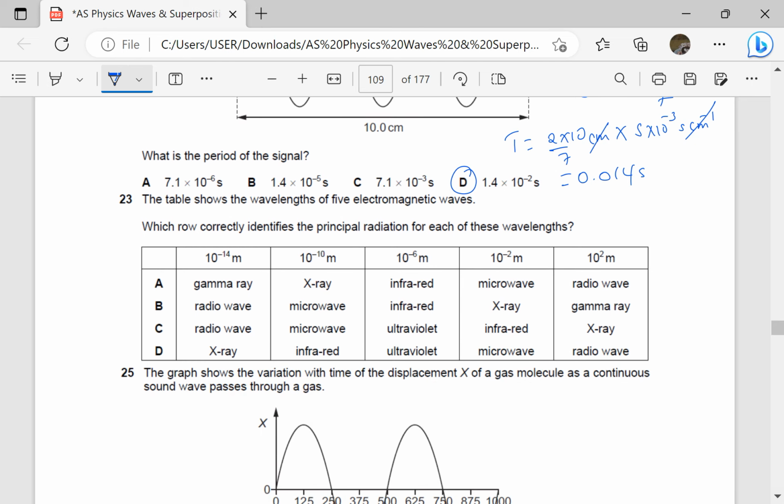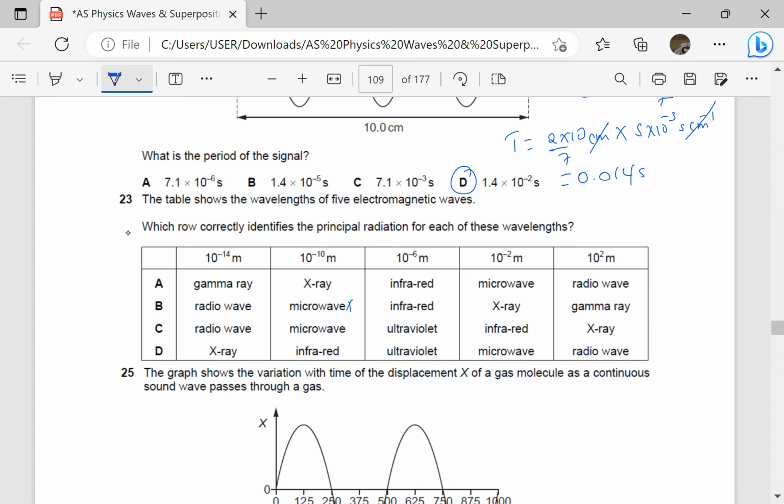The table shows the wavelengths of 5 electromagnetic waves. Which row correctly identifies the principal radiation for each of these radiations? By now, you should be knowing which wave has the longest wavelength, that is radio waves, and which wave has the shortest wavelength, which is gamma rays. You should be knowing the principal radiations for microwaves as 10 power negative 2 or negative 3. So we can start with what we know. Microwaves should have negative 2. So where it is not negative 2, it is wrong.